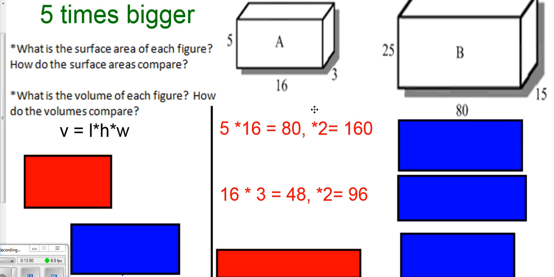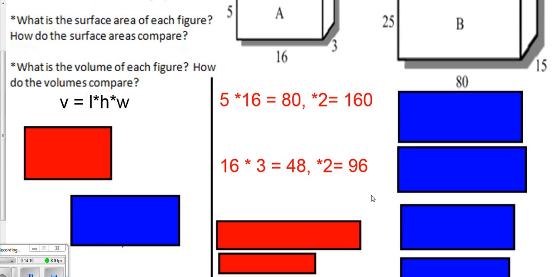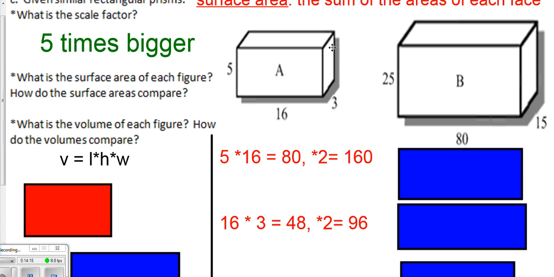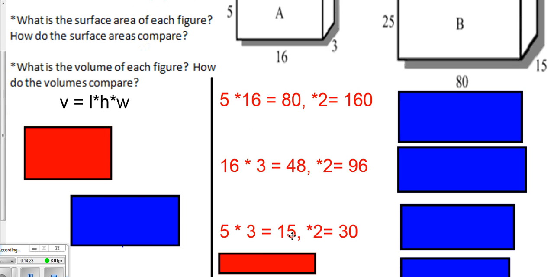Also, there is a top and a bottom. Top and the bottom would be this 16 by 3. That would make this top area. 16 times 3 is 48 times 2, because there's a top and a bottom. So that'd be 96 right there. There's also 2 sides. These sides, as you can kind of see on this one right here, it would be 5 by 3. Would be that piece. 5 times 3 is 15 times 2, because there's a left one and a right one, would be 30.